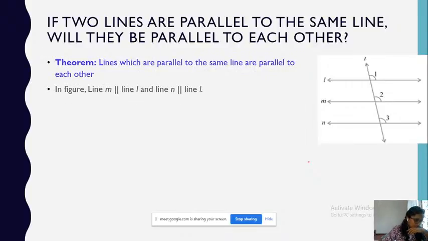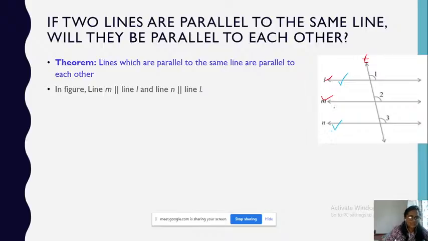So, now can you see the figure? Yeah. So, we have line L, this is line T, transversal T. So, this is line N, M and N. So, three lines. Now, we are given that line M and line L, so this line and this line, are parallel. And we are given that line N and line L, they are also parallel.